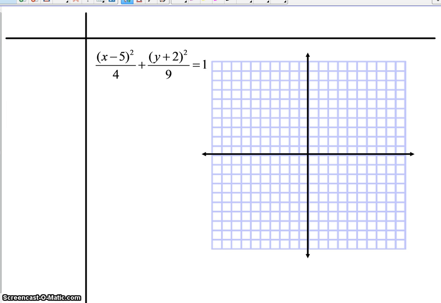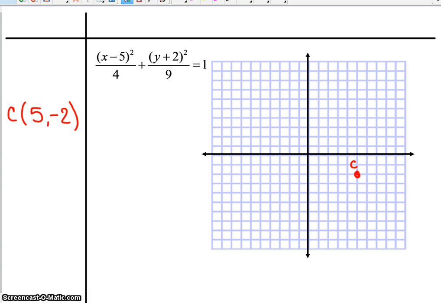But what I'm going to start with, just like with the circle, is my center. So my center, the x, the opposite of it is 5. My y, the opposite, is -2. So I'll go over here to (5, -2), and it doesn't hurt to mark that that's the center.